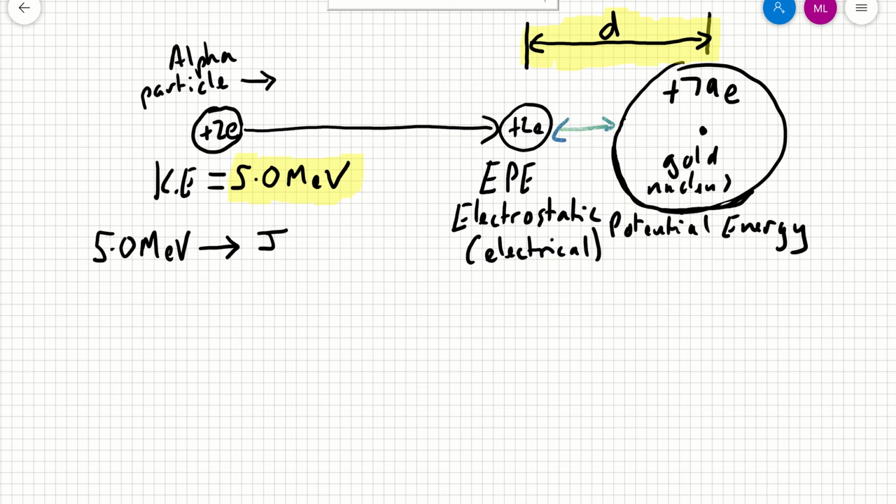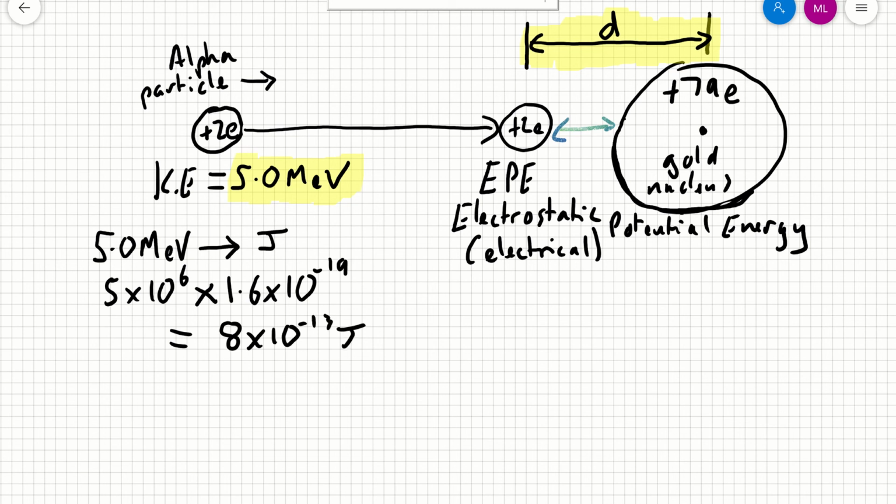MeV into joules. Well, it is 5 times 10 to the 6, a mega electron volt. And then to turn that into joules, we times it by the charge on the electron, 1.6 times 10 to the power minus 19. And that's going to give us MeV into joules. So let's do that on our calculator. 5 times 10 to the power 6 times 1.6 times 10 to the power minus 19, and that equals 8 times 10 to the minus 13 joules.